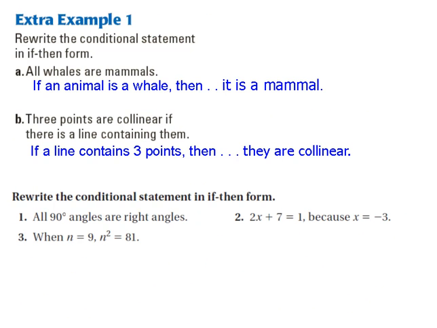Our first example is to just rewrite the statement in if-then form. So if you have the statement all whales are animals, you would rewrite it in conditional form. If an animal is a whale, then it is a mammal. This is the if statement, the hypothesis. We can call that P, and the then statement, or the conclusion, we can call that Q.